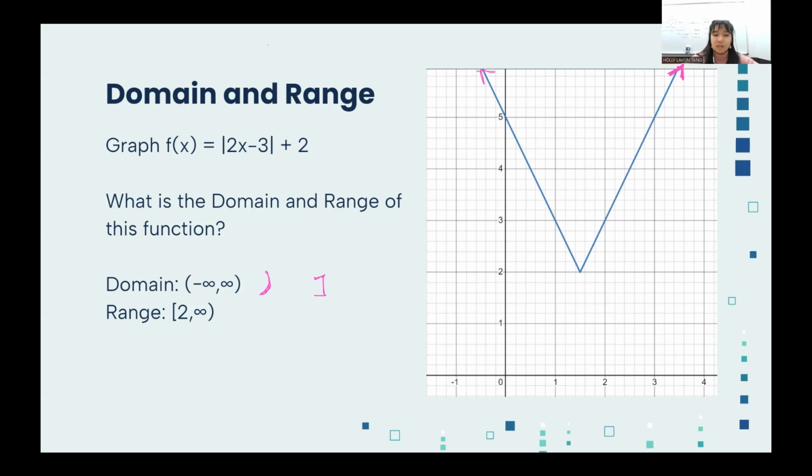All right, and then our range is all of our values of y. So in this case, our range starts exactly at 2, because remember at 1.5x, our y is equal to exactly 2. And that is the lowest point that we'll ever have, right? Because our absolute value always goes in that V pattern.